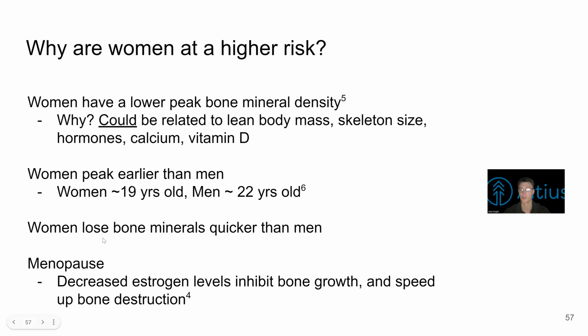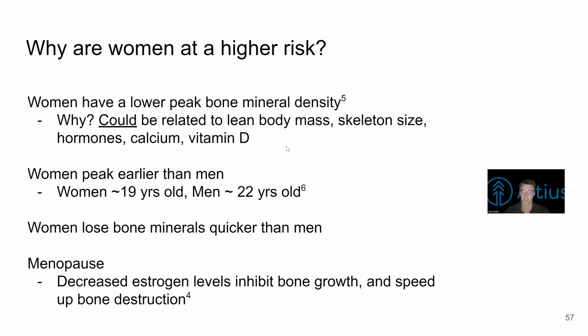Additionally, we found that women on average lose bone minerals quicker than men. And the other thing is that women start at a lower amount of bone mineral density on average compared to men. Not really sure. We don't have a great reason for why.